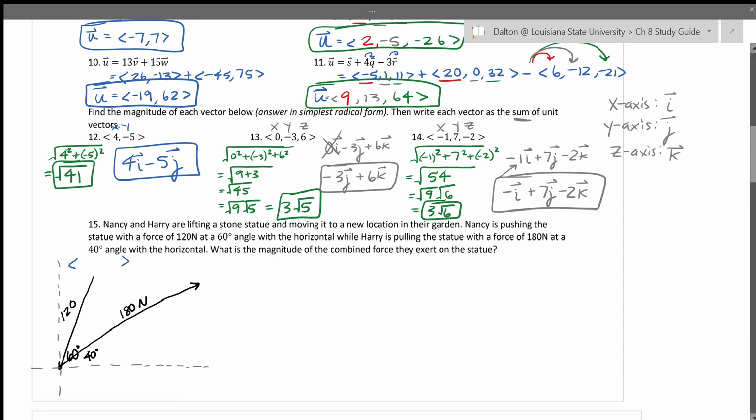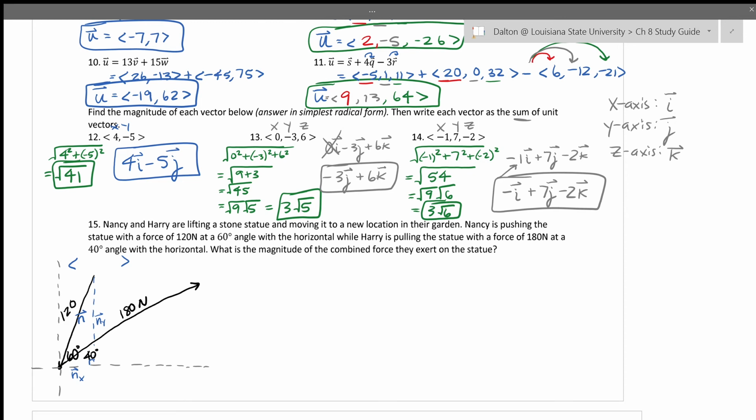I'm going to call this 120 magnitude vector n for Nancy. And so what we need to find is, if I drop down this horizontal here, I need to find n sub x and n sub y. I need the x and the y components for Nancy's force. Okay, let's search for the x component first.